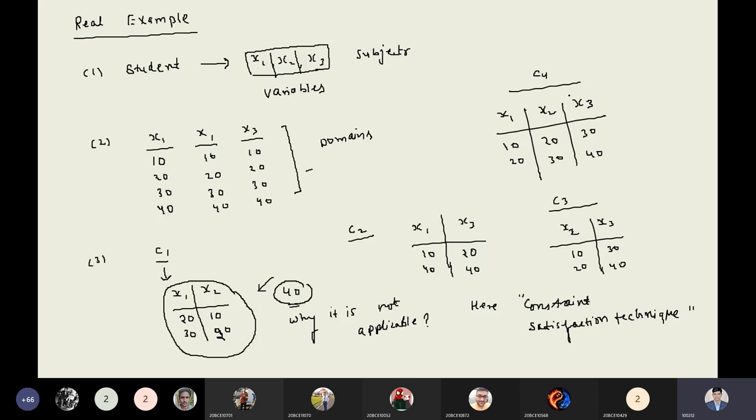So now it is clear to all. If you're trying to solve any problem, what is the importance of constraint satisfaction? Now it is clear, right?